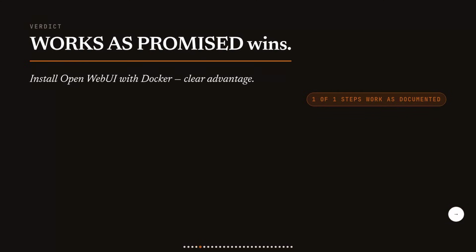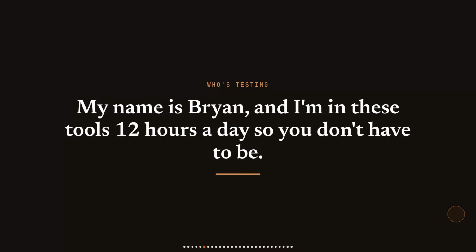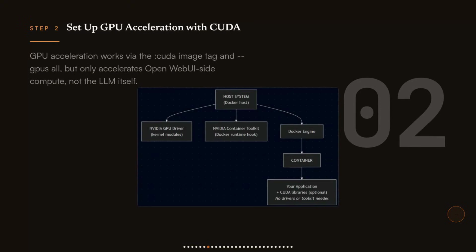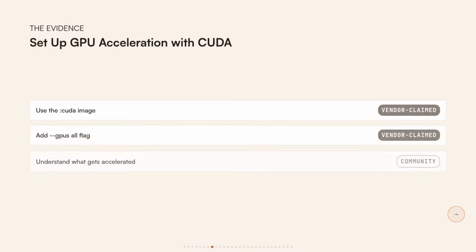That's the whole install on macOS and Linux. I went through the official Open WebUI documentation, GitHub discussions, and community bug reports so you don't have to piece this together yourself. Swapping to the CUDA image tag and adding --gpus all is all it takes, according to official docs, to get GPU acceleration running.